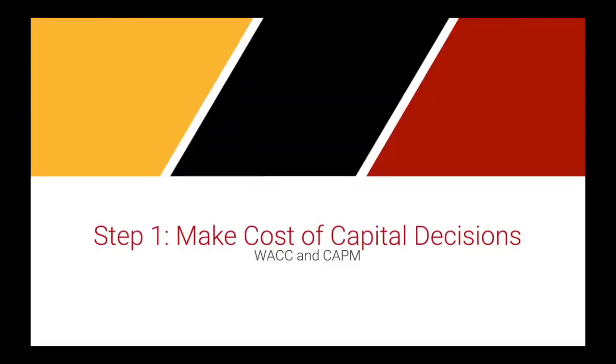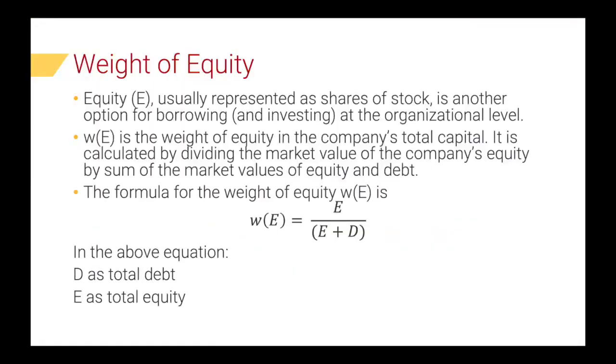Step 1 in our project will be to make cost of capital decisions. Weight of equity. Equity is another option for borrowing and investing at the organizational level. The weight of equity in a company's total capital is calculated by dividing the market value of the company's equity by the sum of the market values of equity and debt.